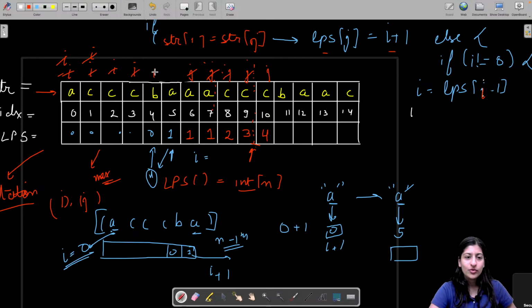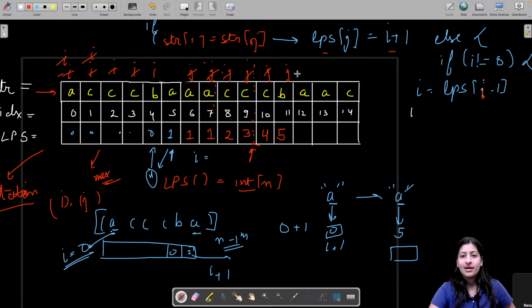Now move your I, move your j. It's a match again. B equal to b, means character at I is equal to character at j. So what is index I? It is 4. 4 plus 1 is 5. This is the entire length. So you can verify also: A, C, C, C, B. A, C, C, C, B.